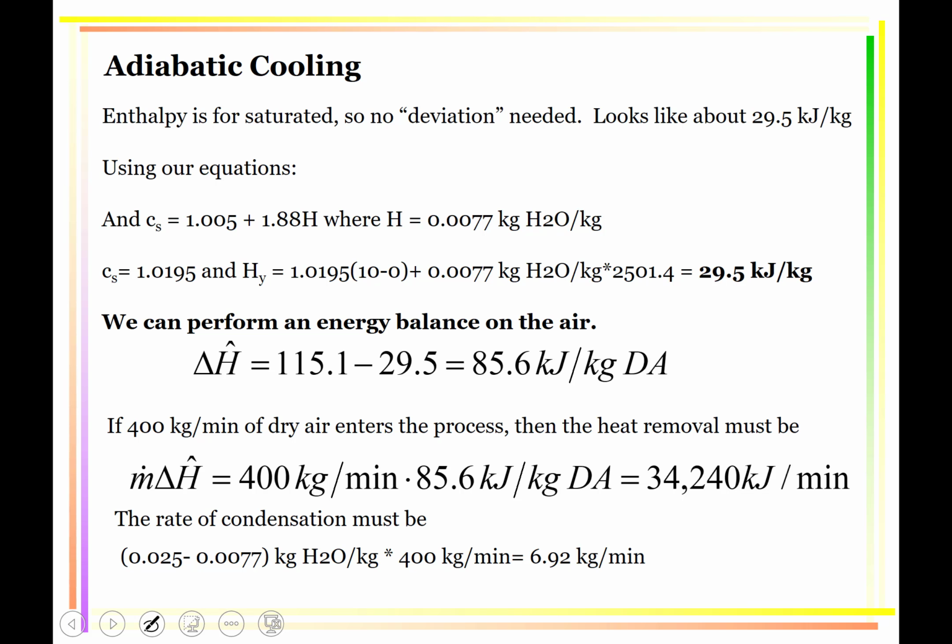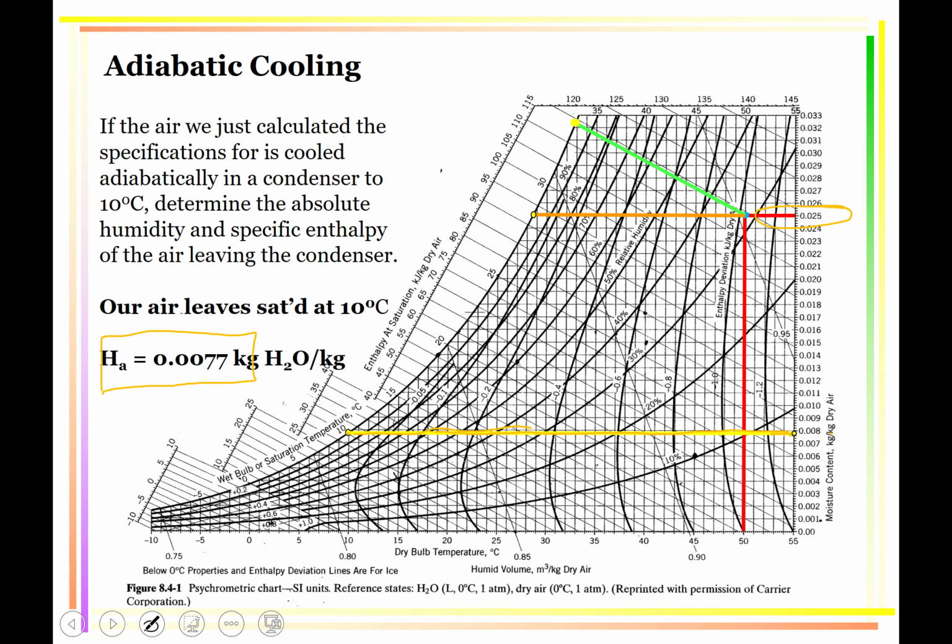So this calculation shows, if we were to use the equations, we would find that we get about 29.5 kilojoules per kilogram. But we can do the energy balance on the air, because we have the humidity. We have the enthalpy of the final air, and it's here. It looks pretty close to 30 to me.